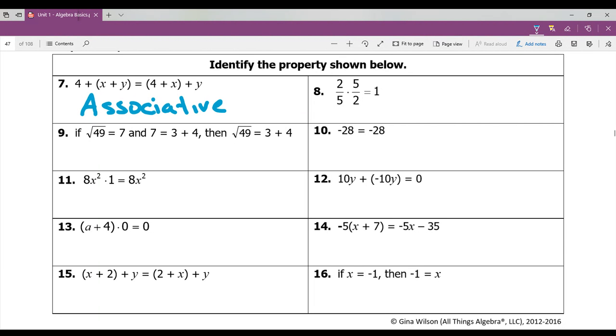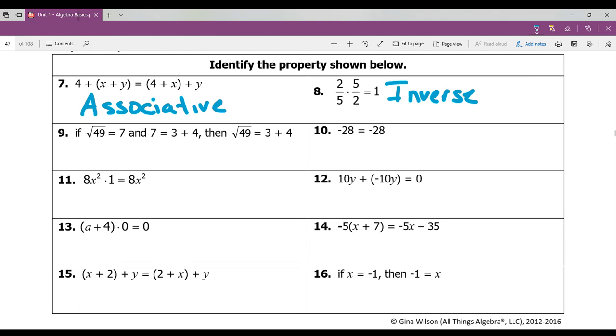Okay? Number 8 says 2/5 times 5/2 equals 1. If you're multiplying something and you equal 1, that's your clue this is going to be the inverse property. The inverse property of multiplication says you take a number, multiply it by its multiplicative inverse, and you get back to 1. Okay?